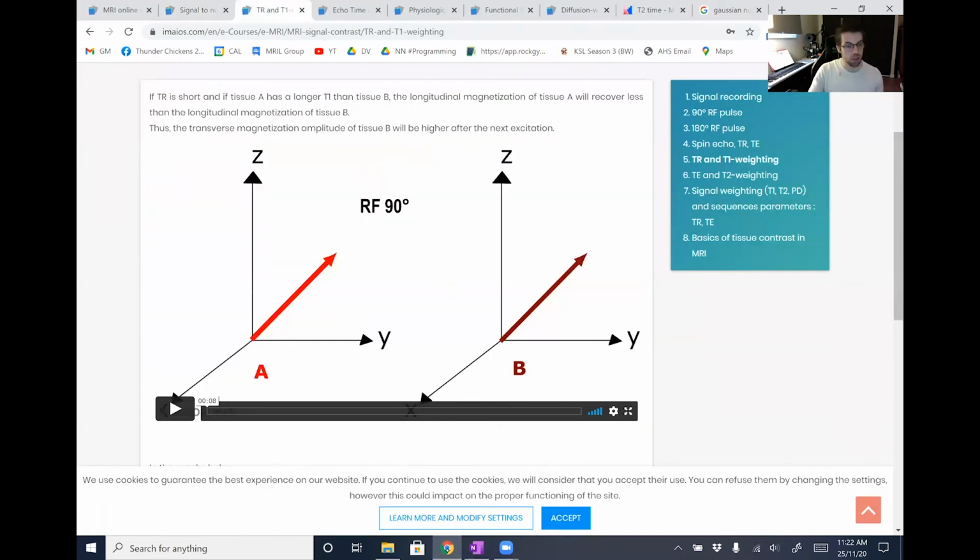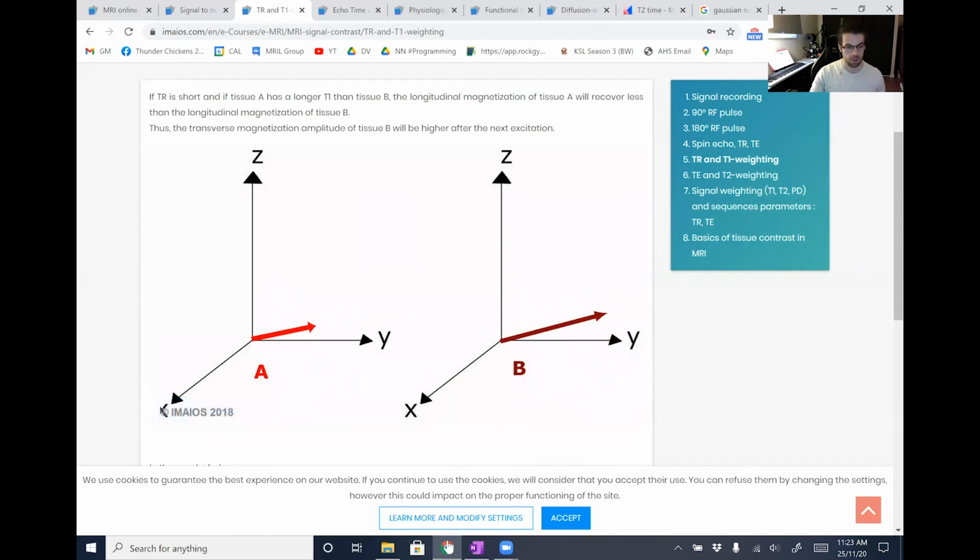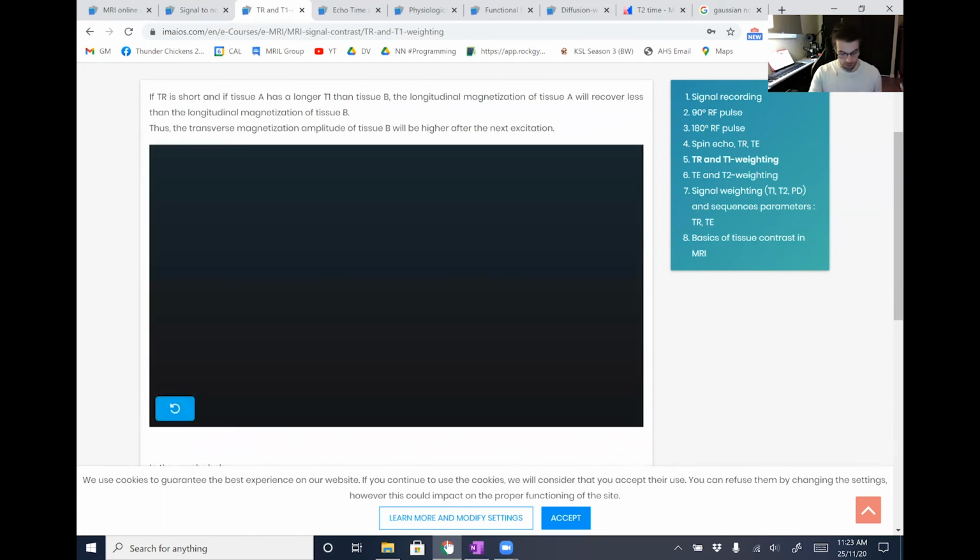All right, so we've got two tissue types here. There's the bright red and the dark red. Bright red has a shorter T1, which means it regrows more quickly than the dark red. So here, this animation is going to show how we measure signal from each. Oh, I got it backwards. My apologies. So dark red is recovering faster than bright red.